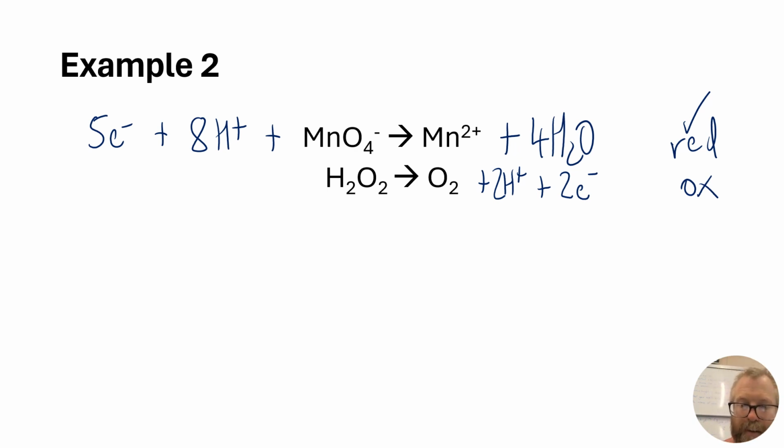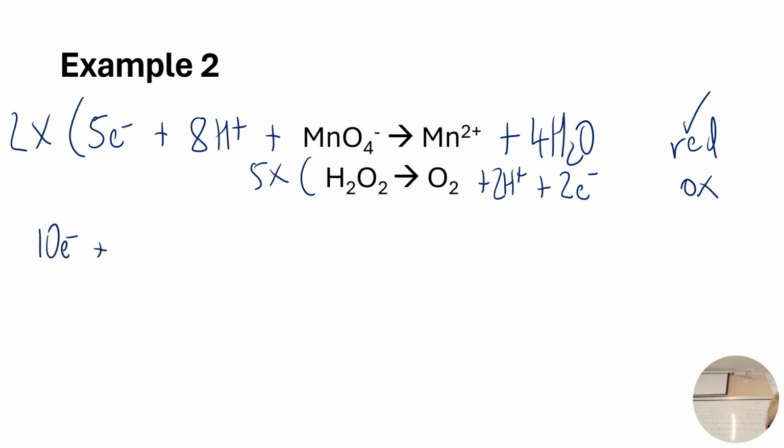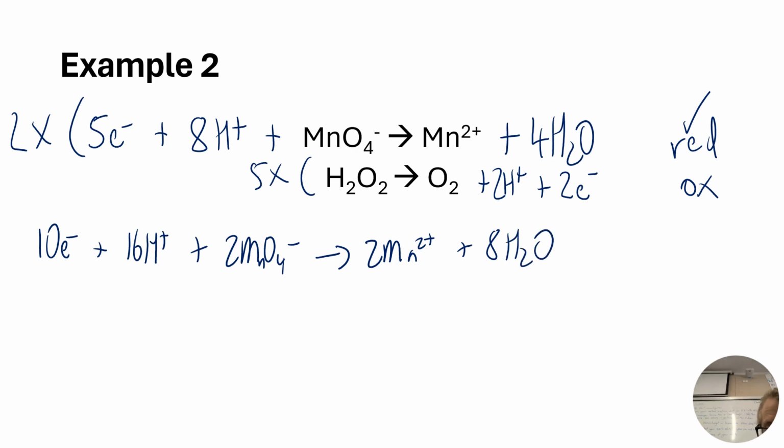Now this one here, you can see I need to find a common multiple between 5 and 2, and that is 10. So I need to multiply the first one by 2 and this other one by 5. So easiest thing to do now is to rewrite them. So 10 electrons plus 16H plus 2MnO4 minus goes to 2Mn2 plus 8H2O.